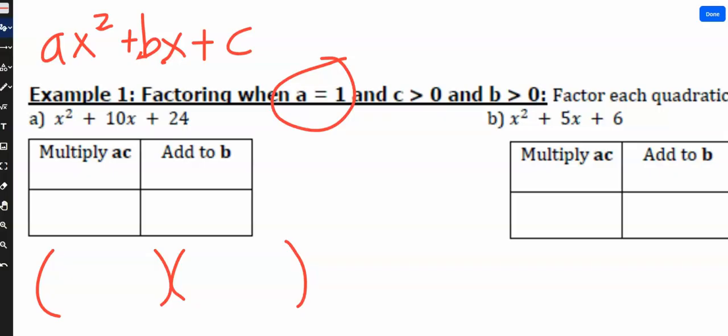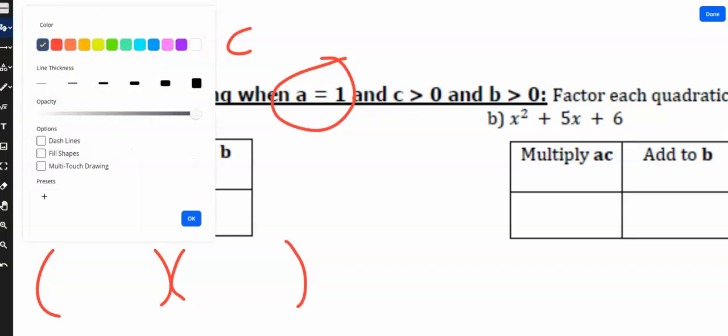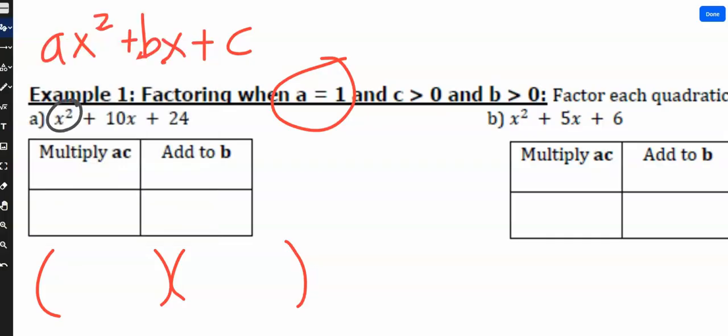Now, the only way to get x squared, the very first one, is if this one's an x and this one's an x. Okay? What we're basically doing is reverse engineering FOIL. If you remember FOIL, firsts, outsides, insides, and lasts.